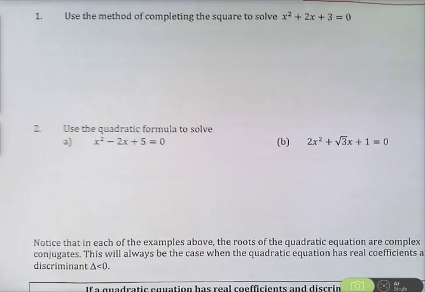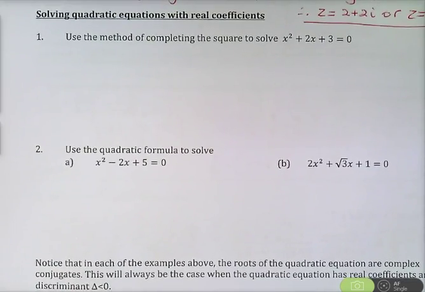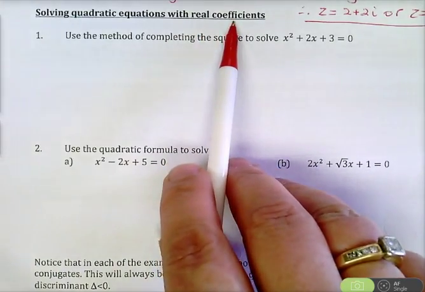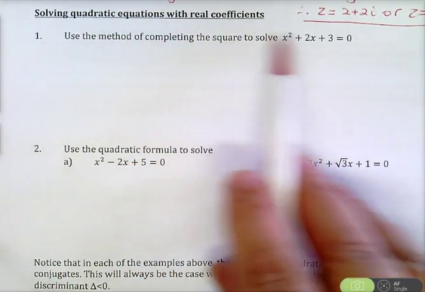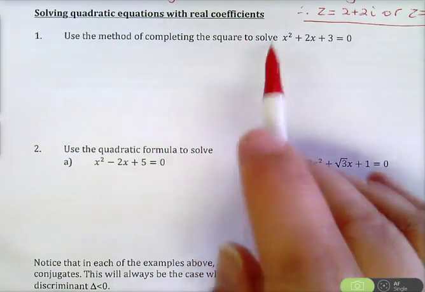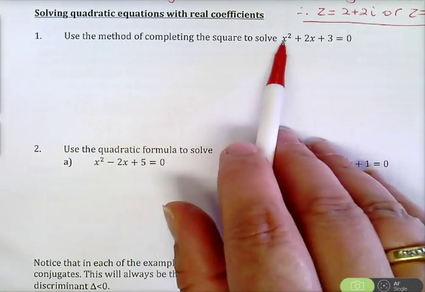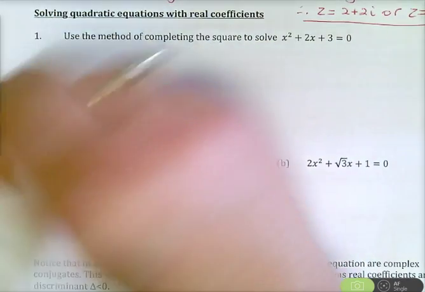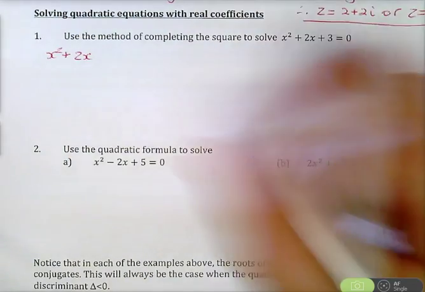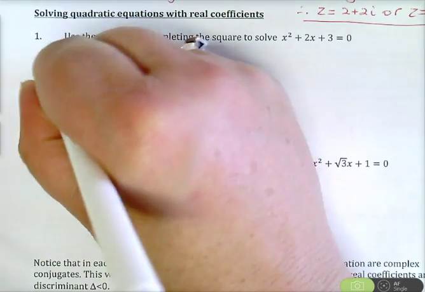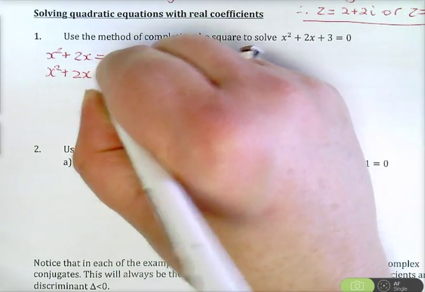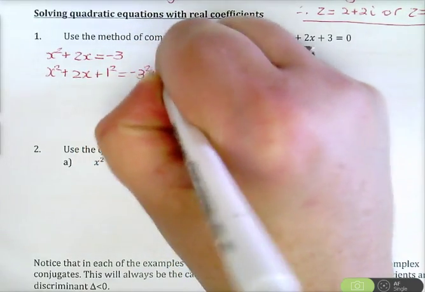Okay, now next question here. We're just looking at solving some quadratic equations with real coefficients. We've already done this before, so just a bit of practice again. Use the method of completing the square to solve this quadratic equation. So we've got x squared plus 2x plus 3 is 0, so I'm just going to take this 3 to the other side. Then we're going to halve the coefficient of b, which is half of 2 is 1, square it and add it to both sides.